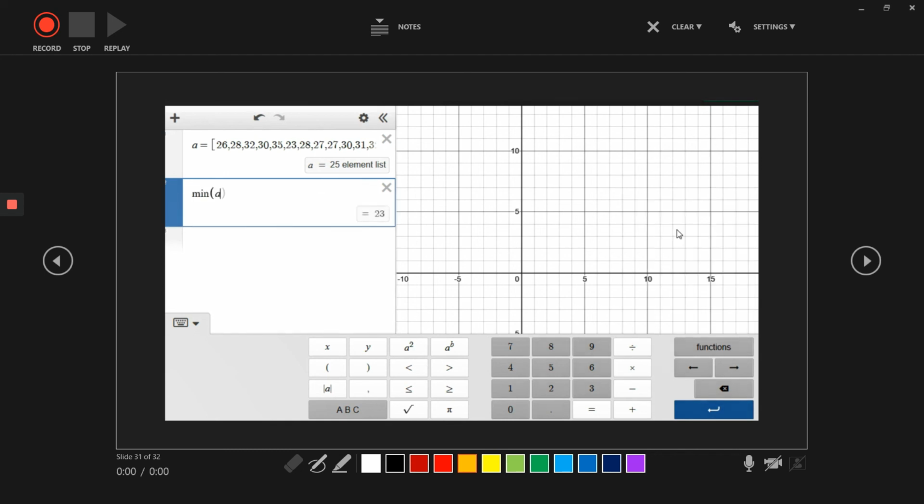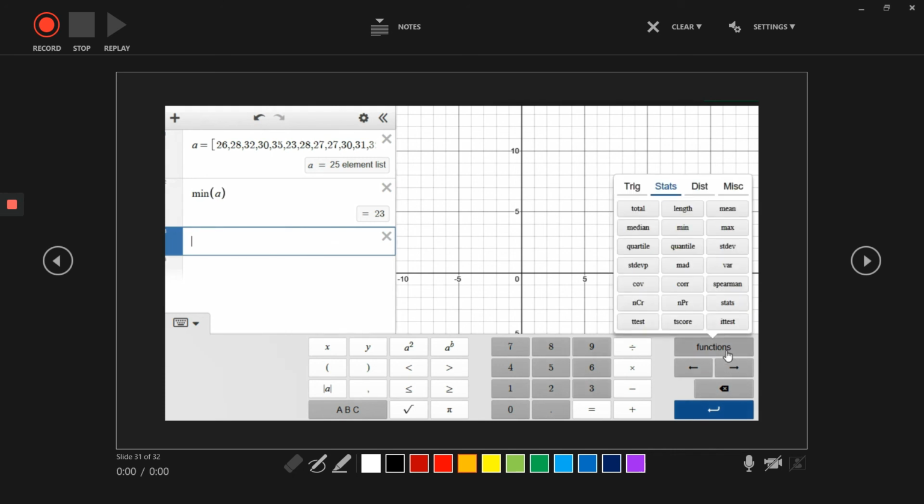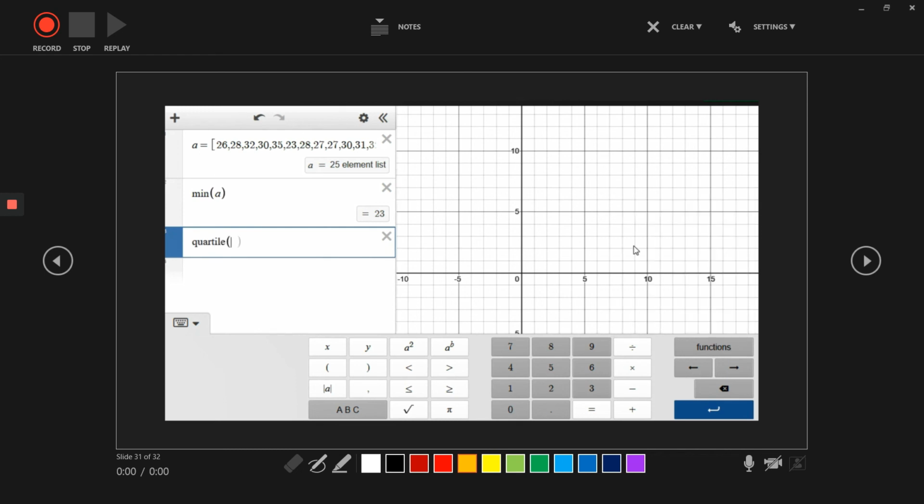All right, so I want to know what the minimum is. There we go. And I also need to know, see the button quartile? You need to know the first quartile. So what you do is you say, out of set A, I want the first quartile. So that's 27.